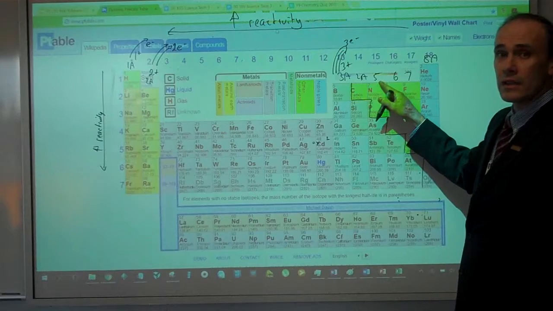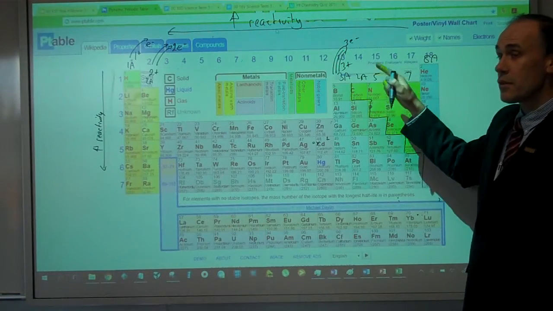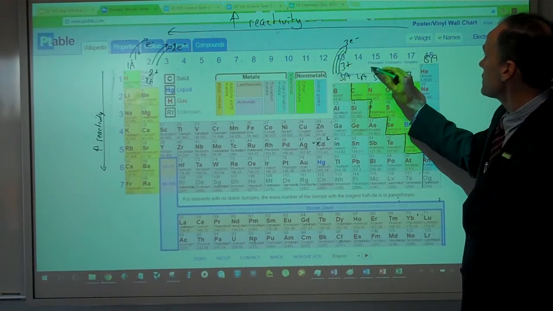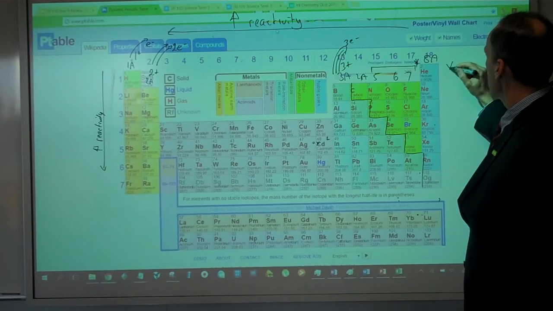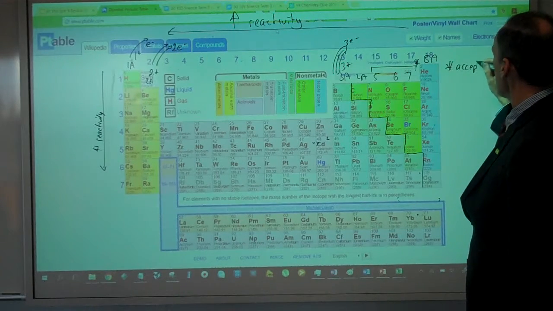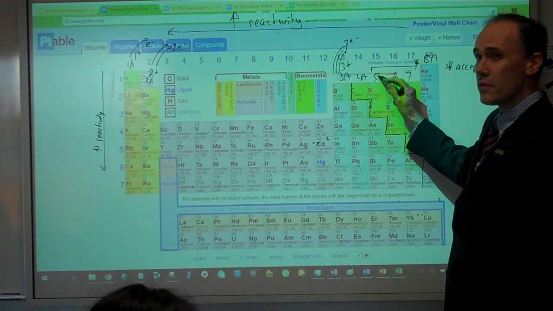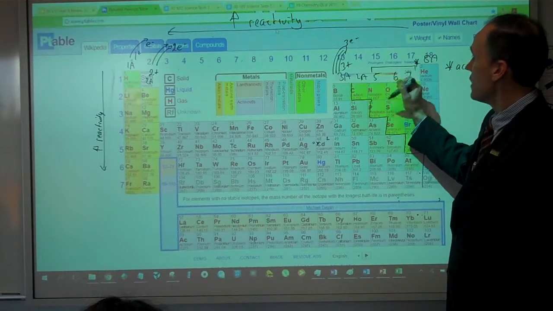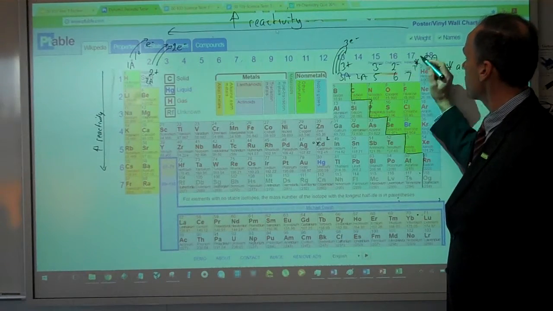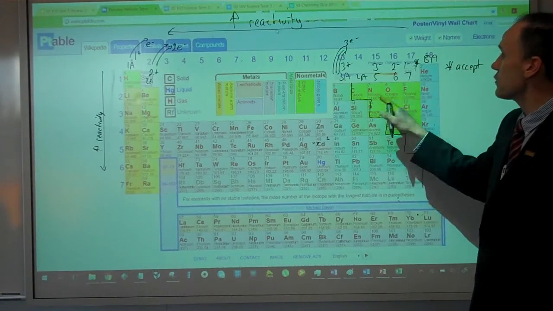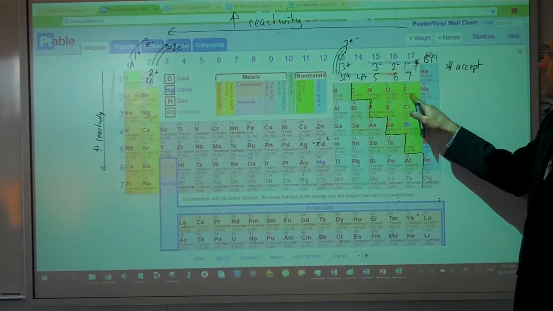Group 5 accept how many electrons? Yeah, they will accept 3 electrons. So these guys here will accept electrons. And it is accepting 3 electrons. So what charge will it have if it accepts 3 electrons? It'll have, yeah, a 3 minus charge, a 2 minus charge, and a 1 minus charge. For 3 electrons accepted, 2 electrons accepted, 1 electron accepted.